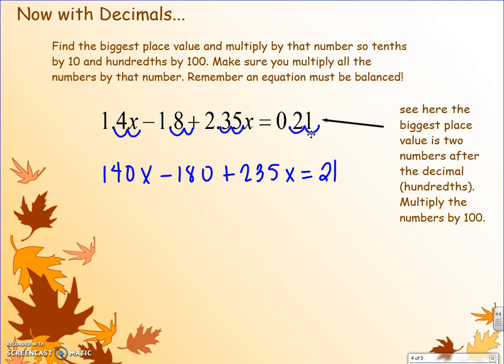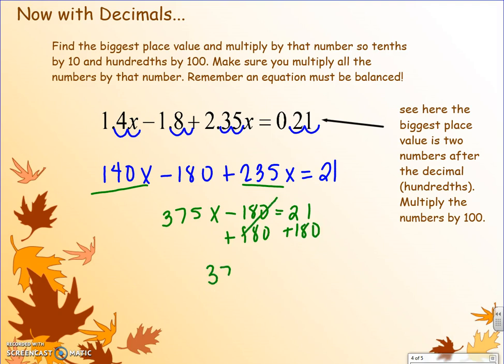Sometimes it's beneficial to clear decimals, sometimes it's not. You might feel like you think it's easier to just work it out with the decimals in there. It doesn't really matter. It's totally up to you. So if I combine my like terms, I get 375x minus 180 equals 21. Add the 180. Now, the only thing you have to remember is with a decimal, you want to end up with a decimal. So even though in this case, I would end up with a fraction, I need to actually do the division because I need to end up with a decimal since I started with a decimal.